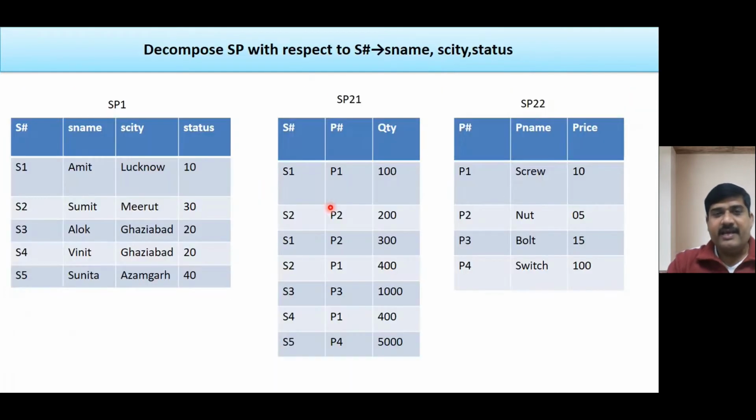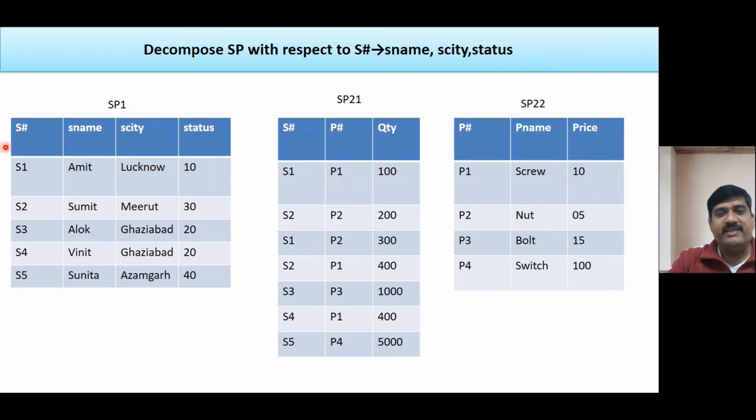Now see, redundancy is removed. Now all the supplier information we will keep in SP1, and all the information related to parts we will keep in SP21, and the supplier and part information, which supplier supplies which part and in what quantity, we will keep in this shipment table. So this is the supplier table, this is the part table, and this is the shipment table.